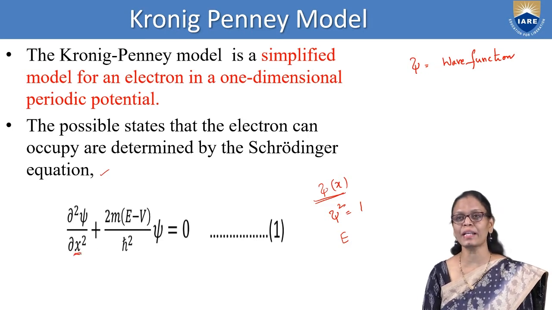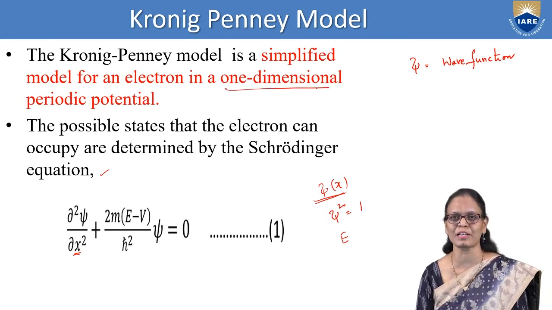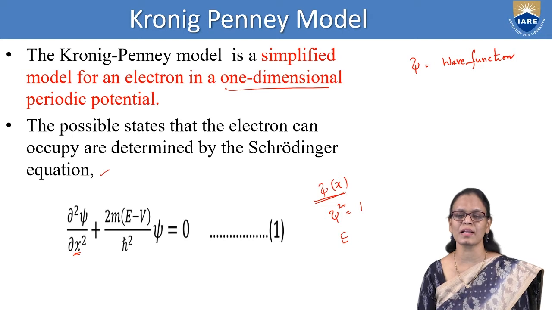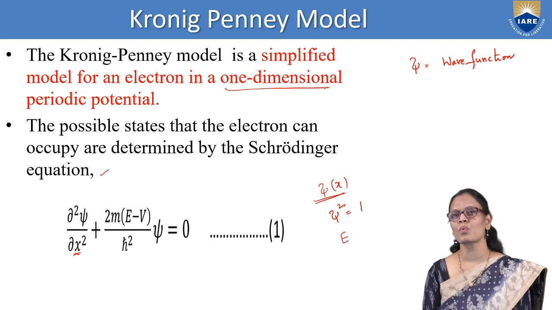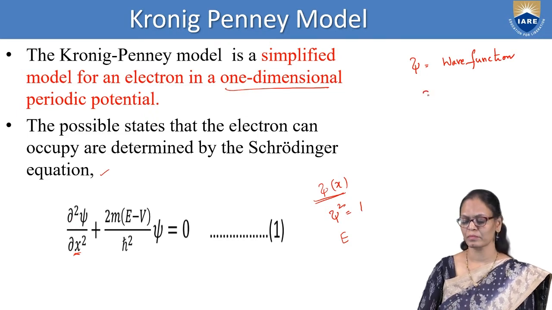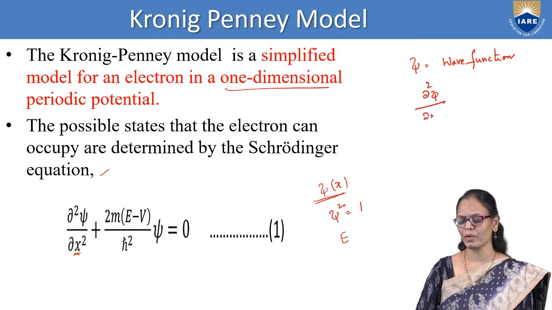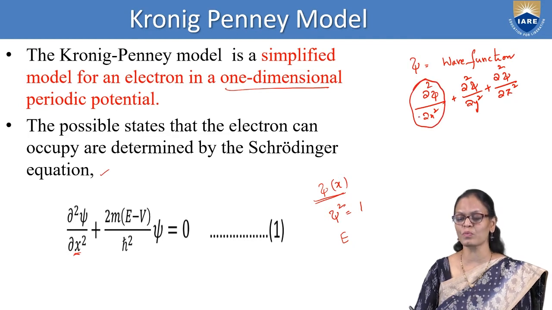And why are we considering only x? We are considering only one dimension. Even though crystalline solids are three-dimensional, to explain this concept we are limiting ourselves to one dimension, so I am only talking about the x direction. Otherwise, we would have written del squared psi by del x squared plus del squared psi by del y squared plus del squared psi by del z squared if we considered it in three dimensions. But here we are limiting ourselves to one dimension.